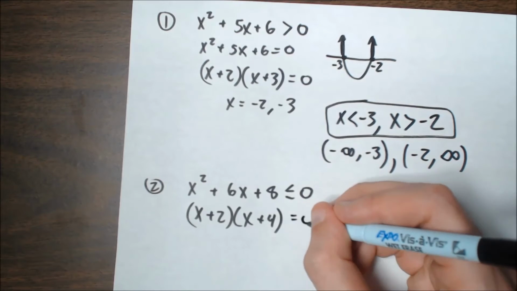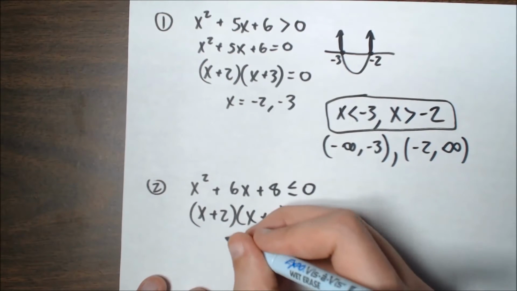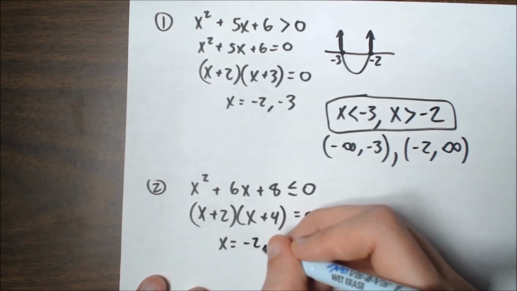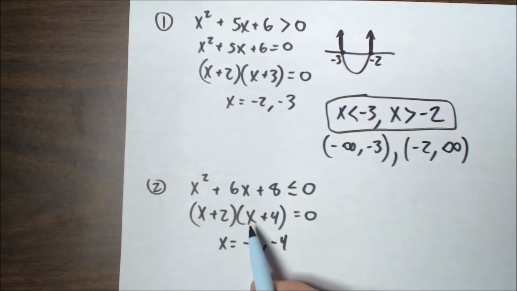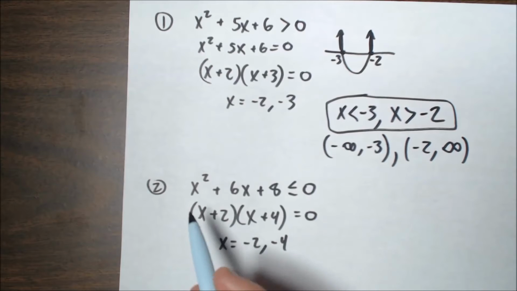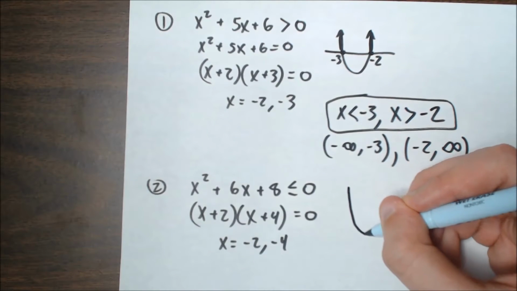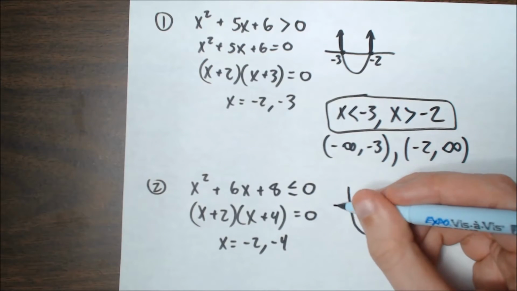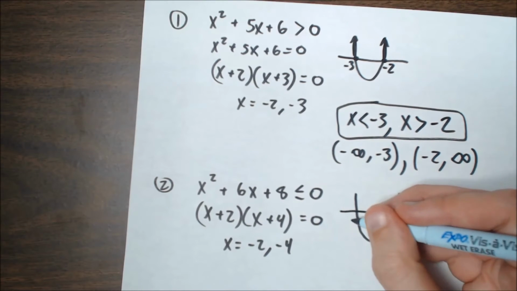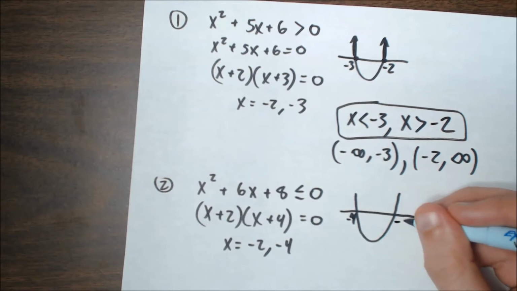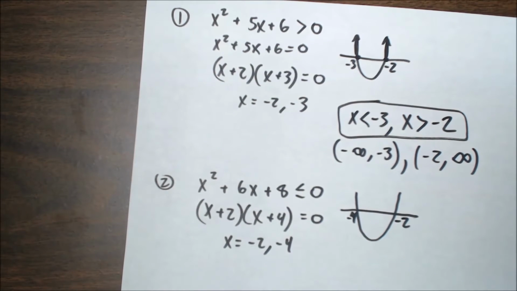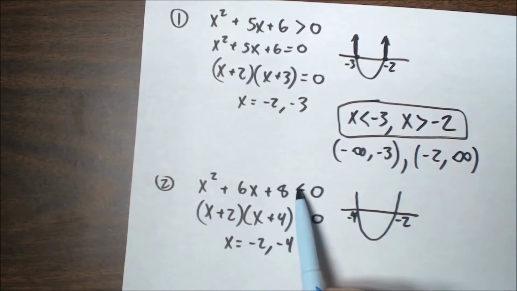Okay, and I'll just say equals 0. We'll treat it like an equation. That means for the equation, x has to be equal to -2 or it has to be equal to -4. Okay, if I plug in -2 or -4, I will get 0, meaning it's a positive quadratic. It has two solutions. Those solutions are -4 and -2.